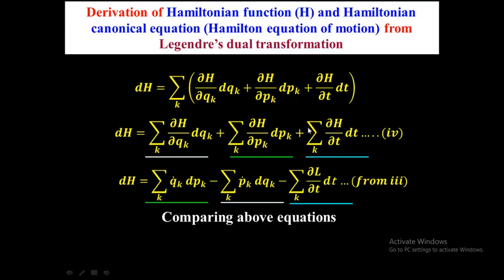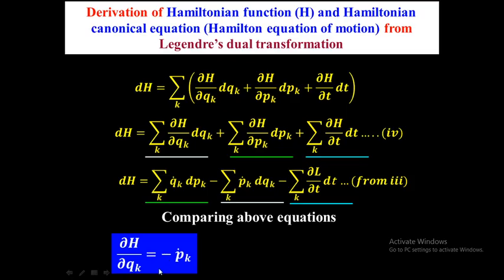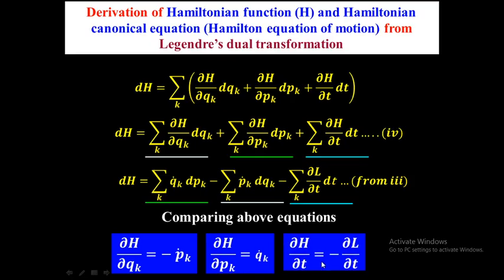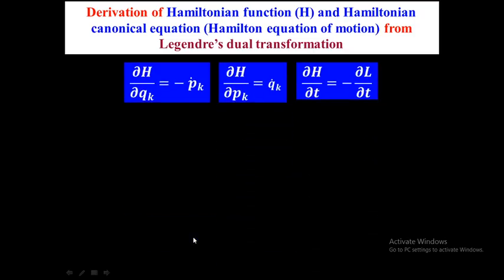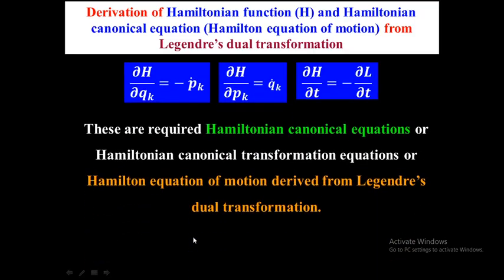By comparing the coefficients of equation 4 and equation 3, we get del H by del qk is equal to minus pk dot. Second, del H by del pk is qk dot, and del H by del t is equal to minus del L by del t. So these three equations are called Hamilton's equations of motion, or Hamilton's canonical equations. These Hamilton's canonical equations we have derived from the Legendre dual transformation.